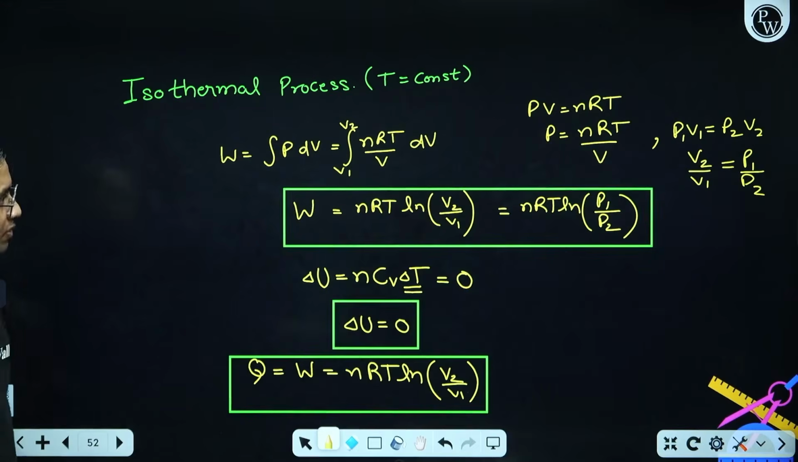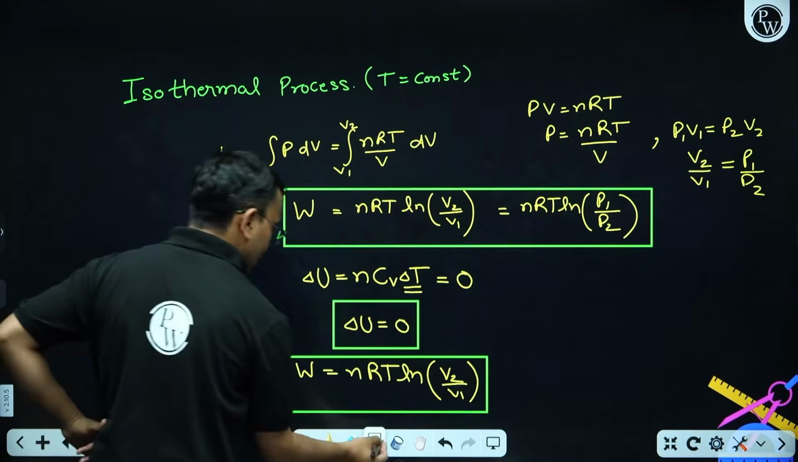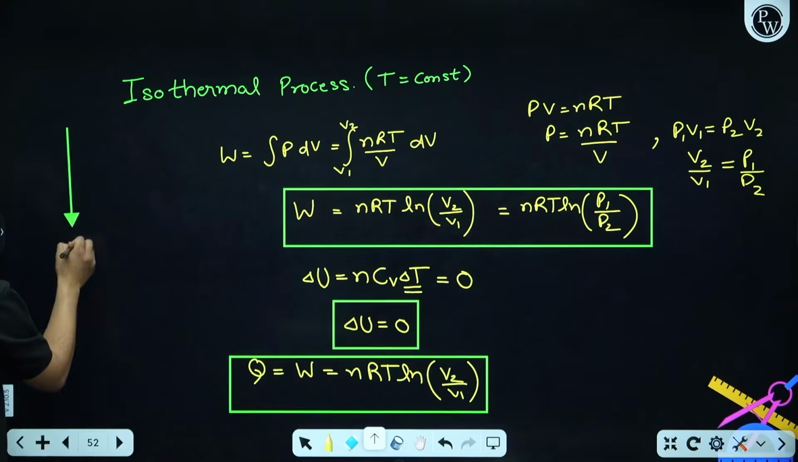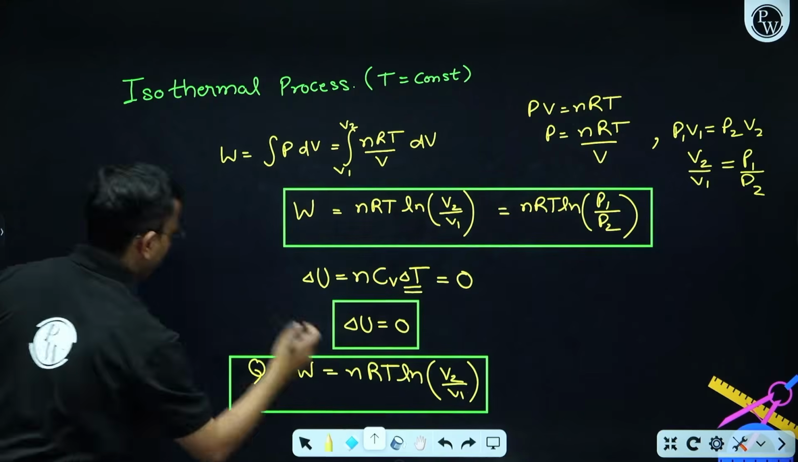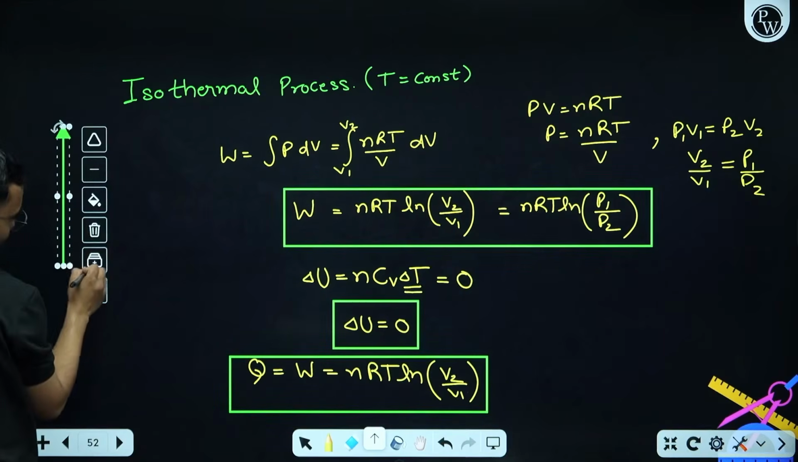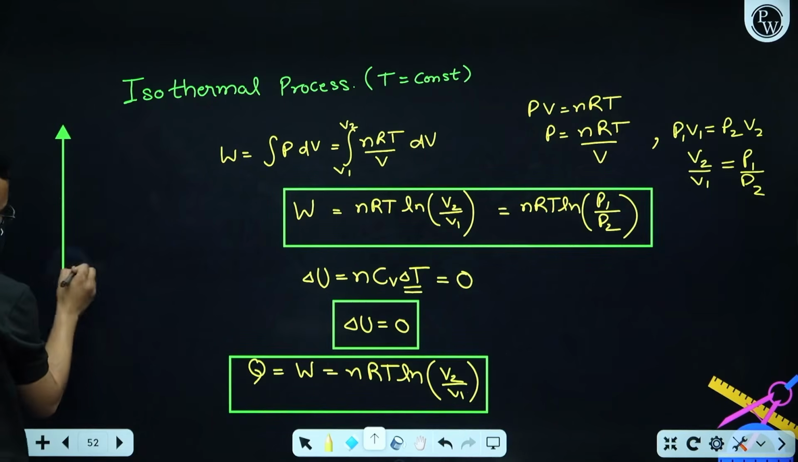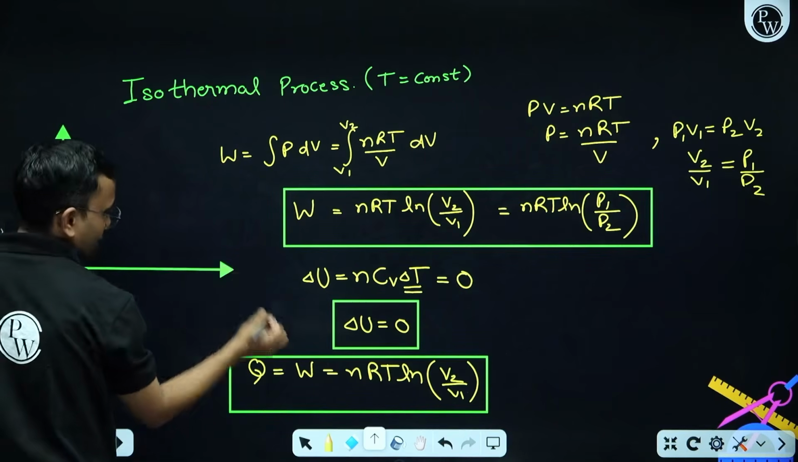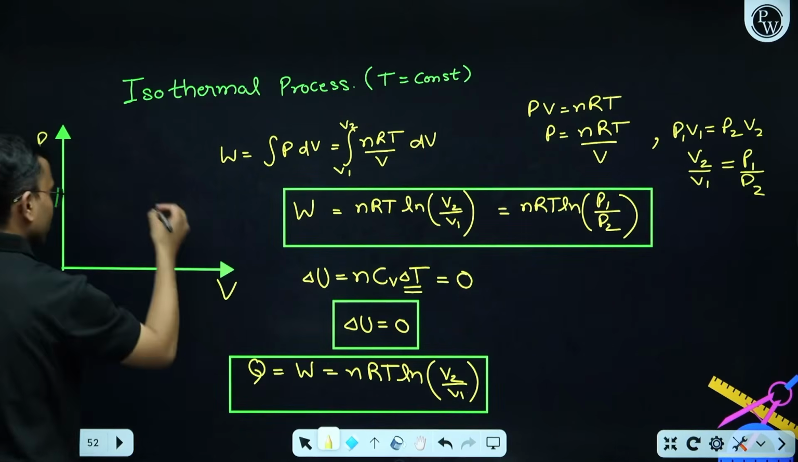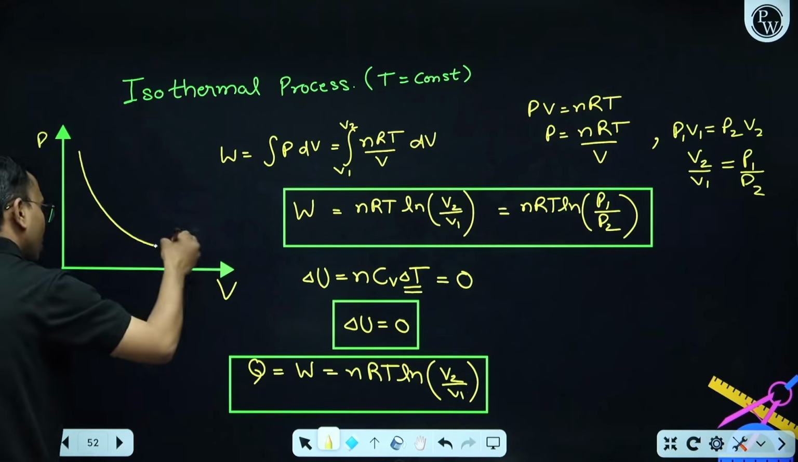Now, how the PV curve will look like, we have already discussed. Let us quickly draw that again. We start from the isothermal. Let us take, this is P, this is V. PV is equal to constant. It will be a rectangular hyperbola like this.